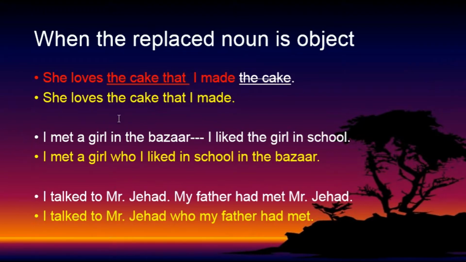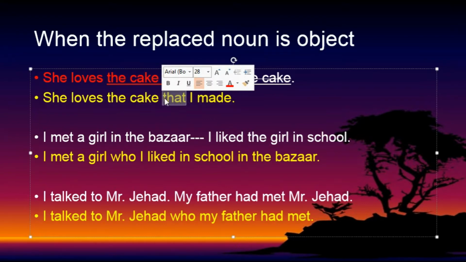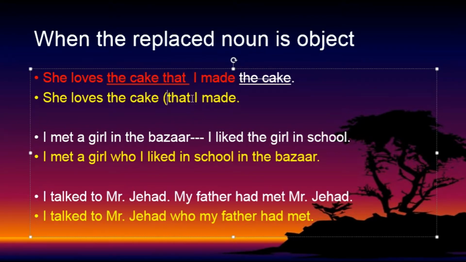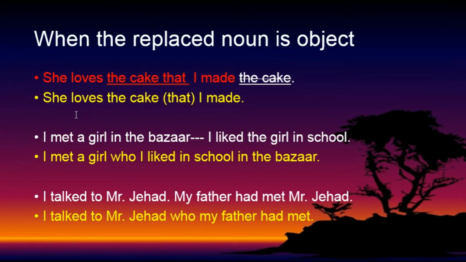Same thing, but the good thing here is that I can remove this, okay? It's optional. I don't have to have it, okay? Because the repeated noun I deleted was an object, right? So she loves the cake I made. Perfect. It's English. It's good. Okay, it makes sense. But you can also say she loves the cake that I made, or which I made. But it's actually more natural to say she loves the cake I made. We usually delete it. Okay, it's a good idea to delete it.